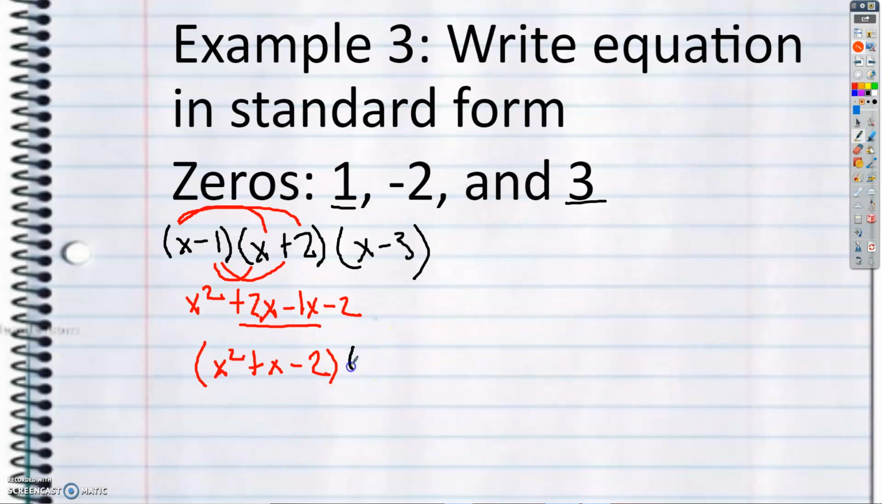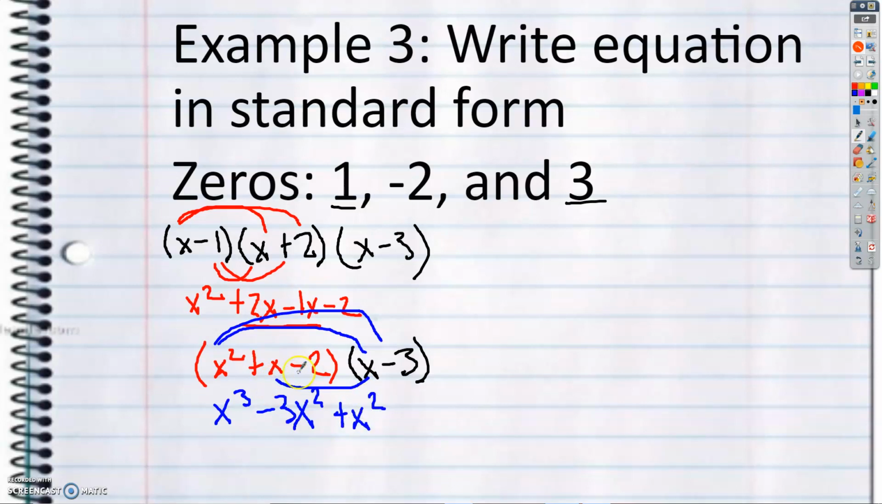And now I'm going to multiply that times x minus 3. x squared times x, x to the third, x squared times negative 3, x times x, x times negative 3, negative 2 times x, and negative 2 times negative 3.